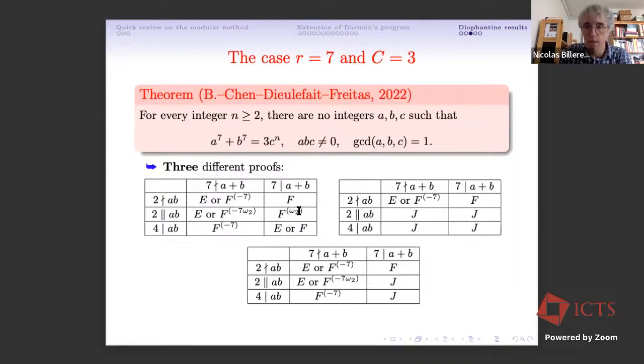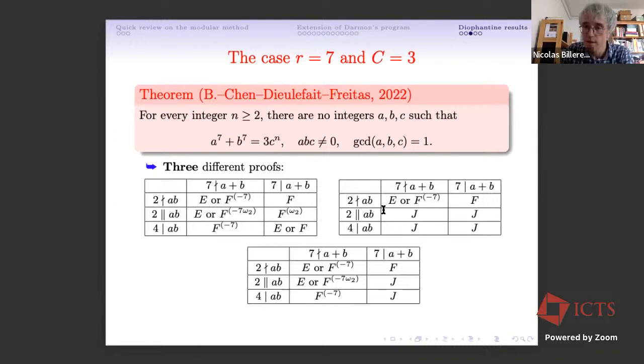For the other cases, we need to use F and some quadratic twist of F. So F within brackets -7 means the quadratic twist by -7 of F, and so on. So if we use a mix of these elliptic curves here, we have a proof which is using only elliptic curves.